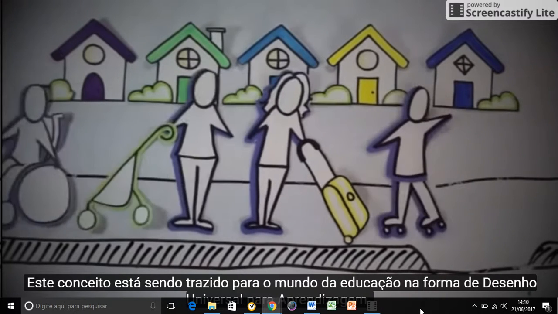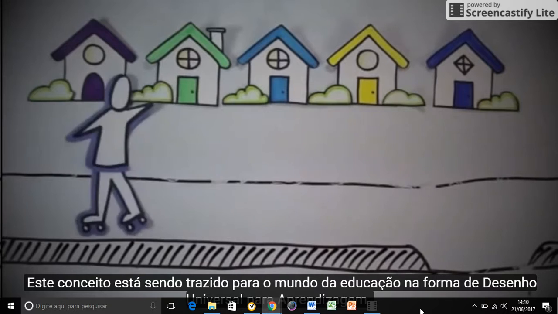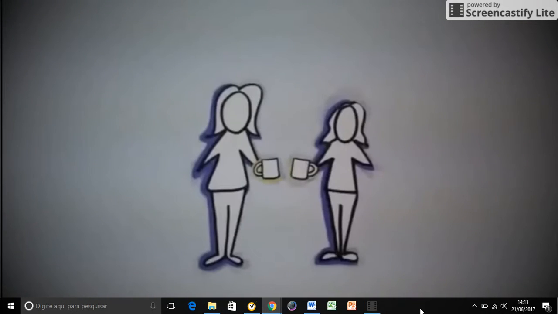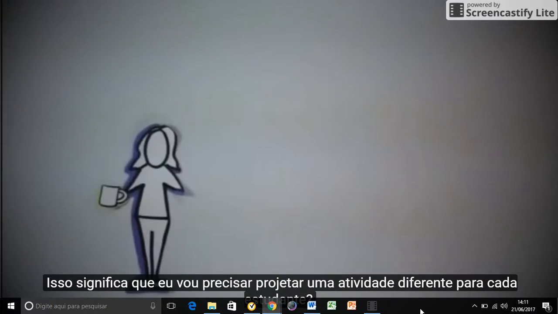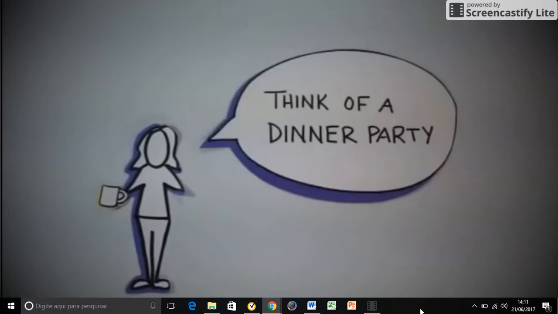This concept is now being brought to the world of education in the form of Universal Design for Learning, or UDL. Does that mean I need to design a different learning activity for each student? Beth says she compares it to a dinner party.